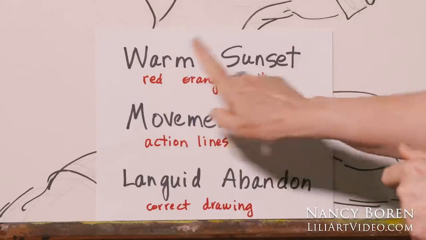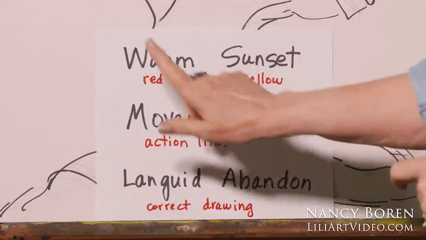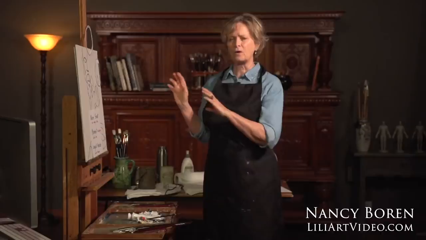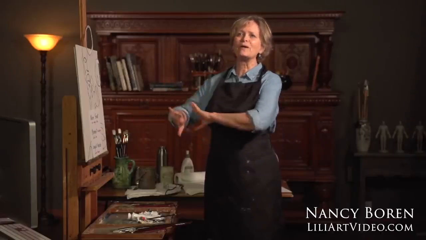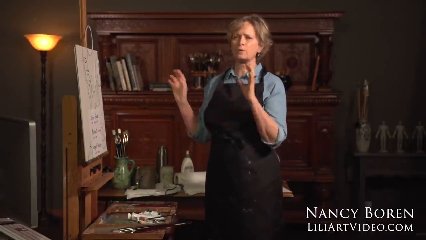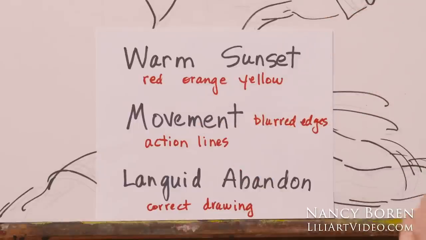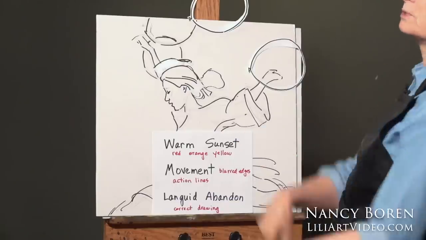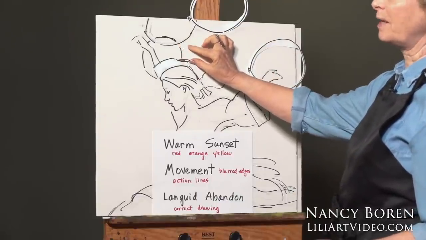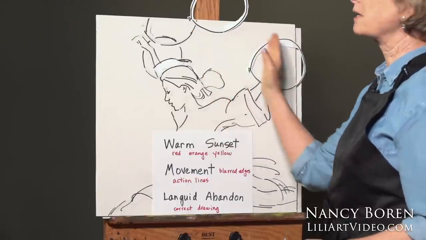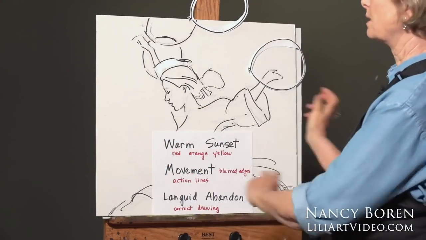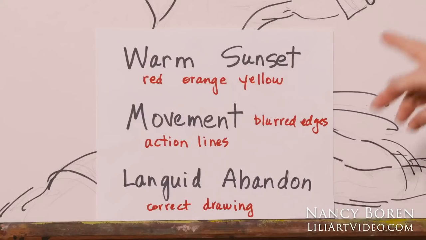So I want a warm sunset color scheme. I want red, orange, and yellows in my painting. I want to keep that in mind. My overall feeling of this scene was that it was glowing and it was warm and she was right in front of the sun. So I don't want to forget that. I want movement in my painting. She was moving, but I need to figure out ways I can maybe blur the edges of the paint, maybe draw action lines around her, almost like in a cartoon strip, but in a more subtle way to show the movement of the girl and the balloons.